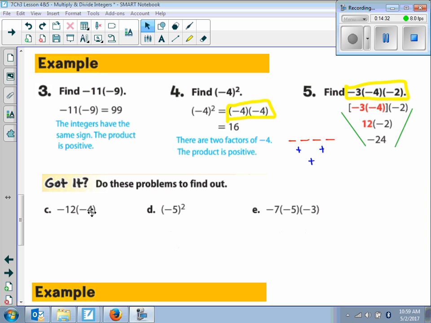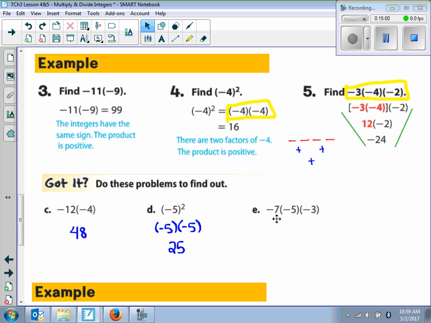So negative times a negative is going to give me a positive 48. 12 times 4 is 48. Over here, what does negative 5 squared mean? Negative 5 times negative 5. Very good. So negative times a negative is going to give me a positive 25. Very good. And then over here, we have 3 negatives.